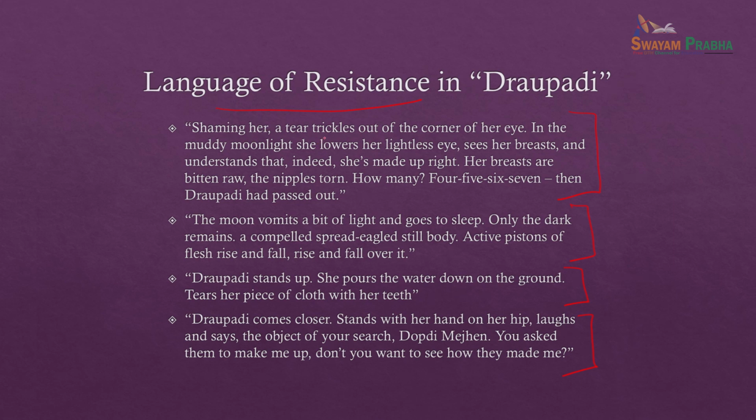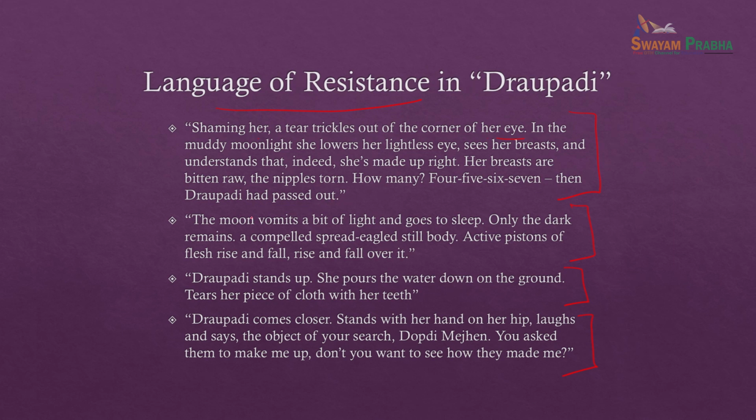Shaming her, a tear trickles out of the corner of her eye. In the muddy moonlight, she lowers her lightless eye, sees her breasts, and understands that, indeed, she is made upright. Her breasts are bitten raw, the nipples torn. How many? 4, 5, 6, 7? Then Draupadi had passed out.